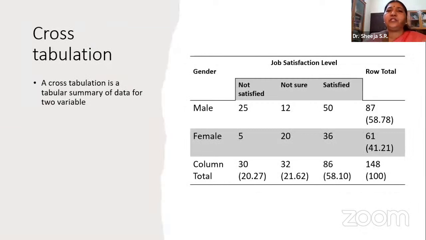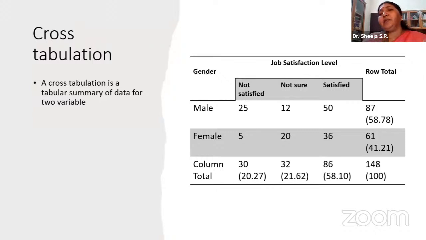So this is a cross tabulation table. Here the difference is that in a cross tabulation table, we have data for 2 variables. Which are the 2 variables that we are concerned with? One variable is job satisfaction level, and the second variable is gender. We get information regarding these 2 variables from the same table. So on the basis of gender, people have been classified. There are 148 people in total, and on the basis of gender, we have classified people.